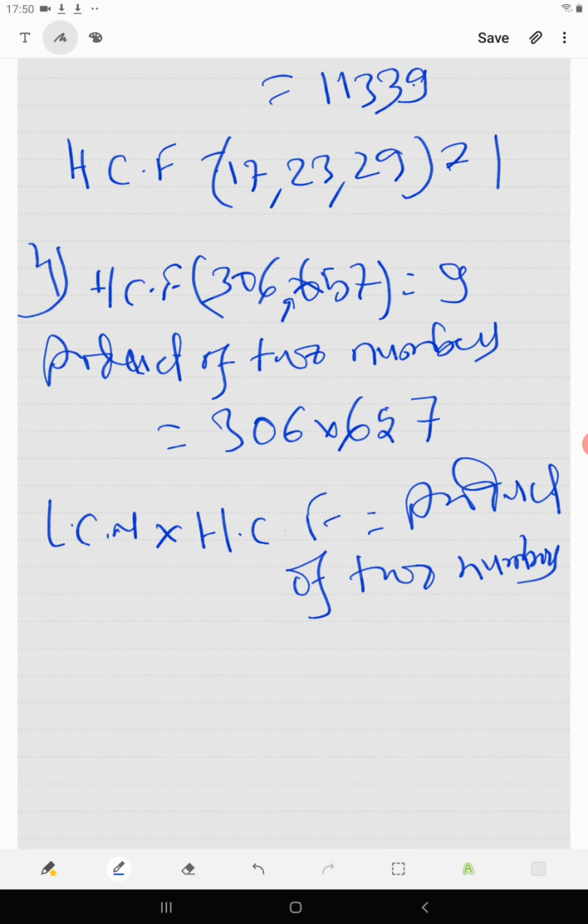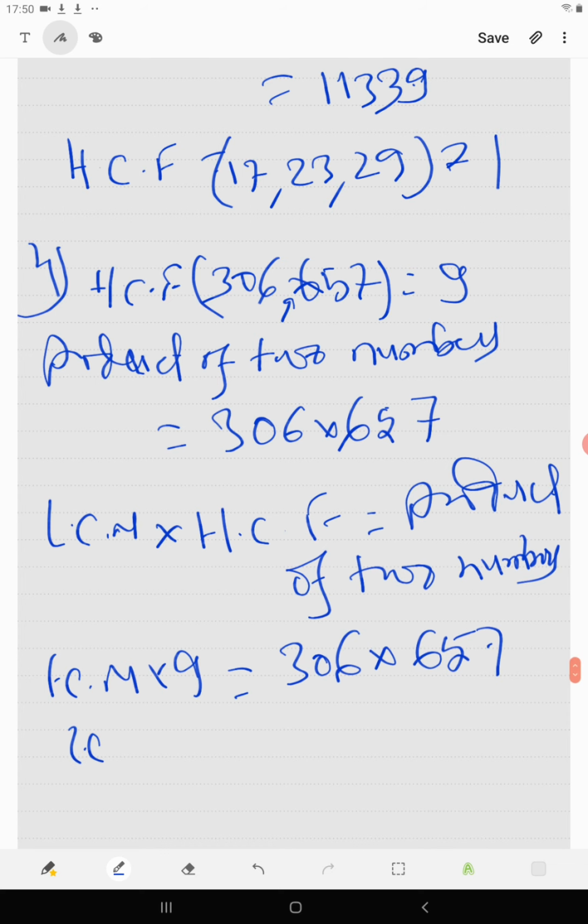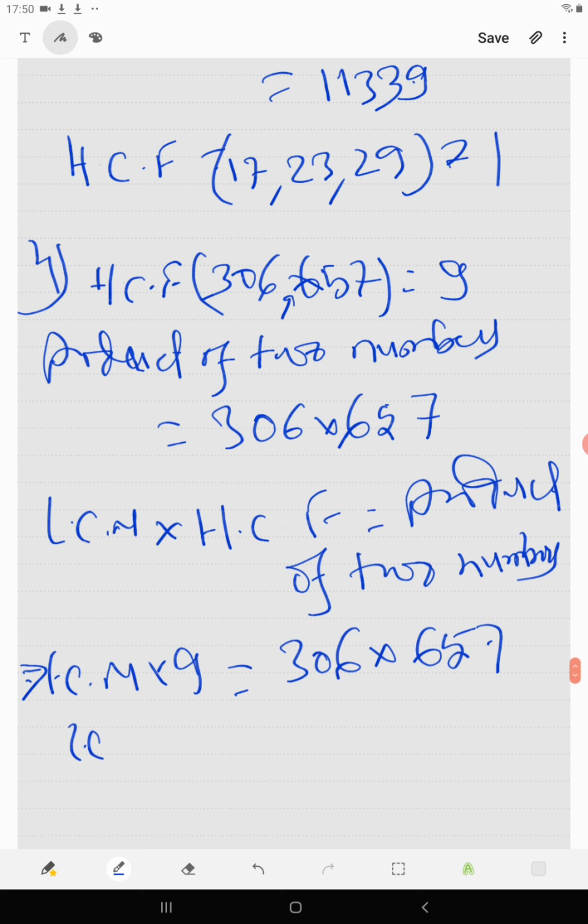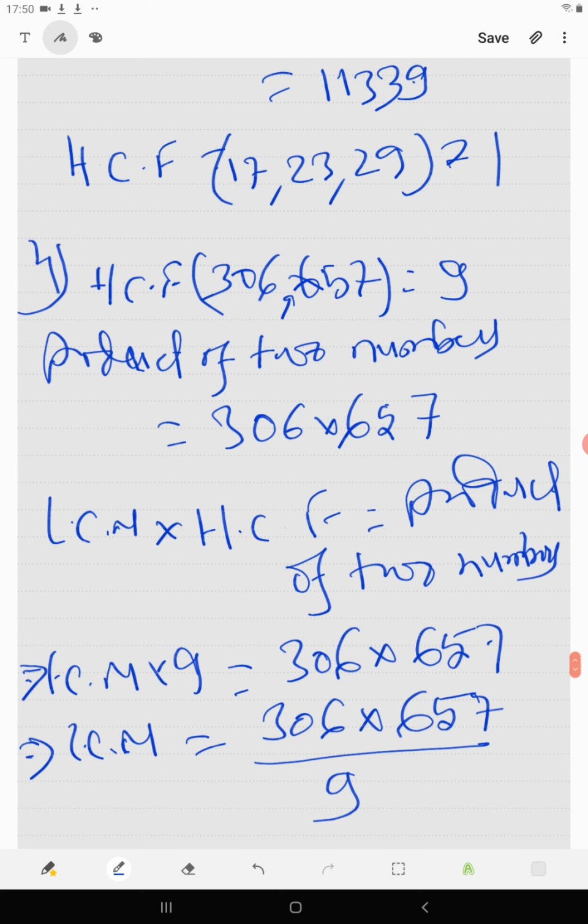So what is LCM? We don't know. So for LCM, what is the HCF? 9. That is equal to the product of two numbers: 306 into 657. So LCM equals 306 into 657 divided by 9.